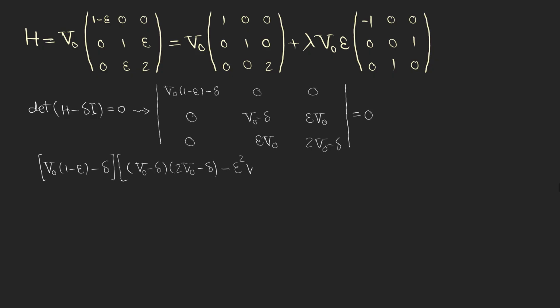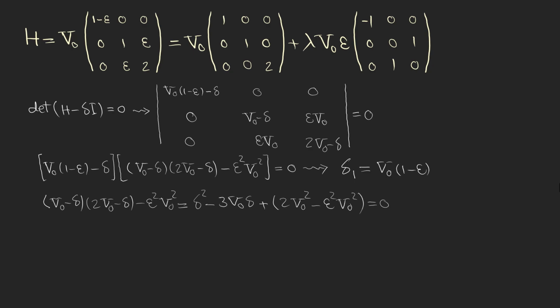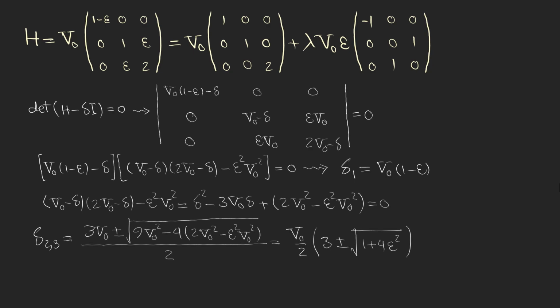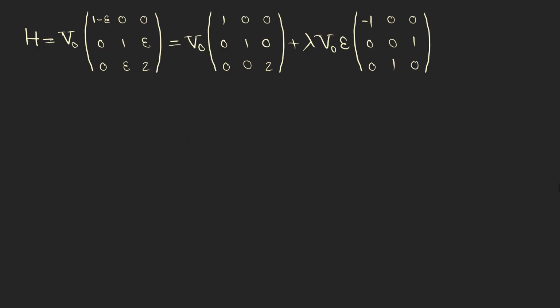The first term gives one of the eigenvalues, which is exactly V0 times 1 minus epsilon. The second parenthesis gives us the next two values. It is basically a quadratic equation, and by using the quadratic formula, we can find the next two values. Up to the second order of epsilon, we can expand the square root, which gives these two eigenvalues, which can be written like this. Now, let's keep these eigenvalues in sight.